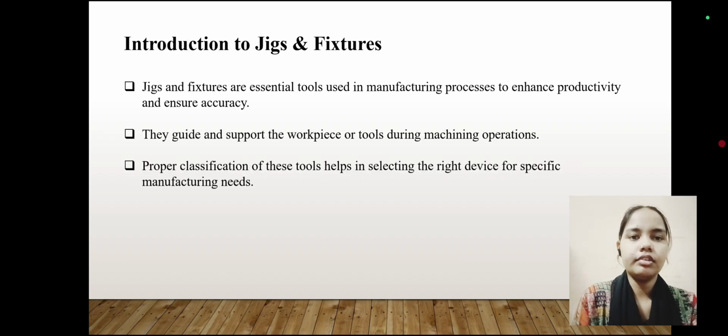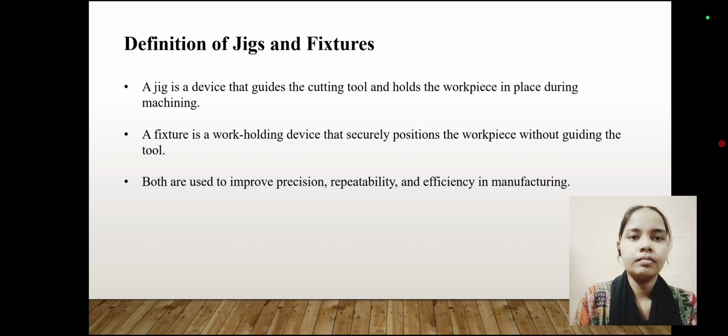Introduction to jigs and fixtures. Jigs and fixtures are essential tools used in manufacturing processes to enhance productivity and ensure accuracy. They guide and support the workpiece or tools during machining operations. Proper classification of these tools helps in selecting the right device for specific manufacturing needs.